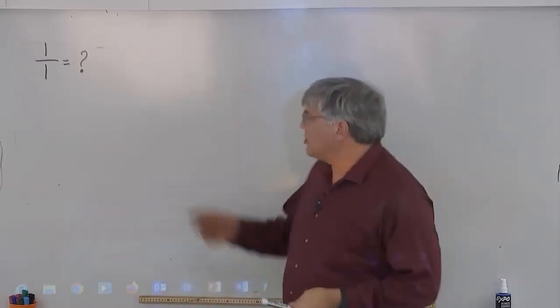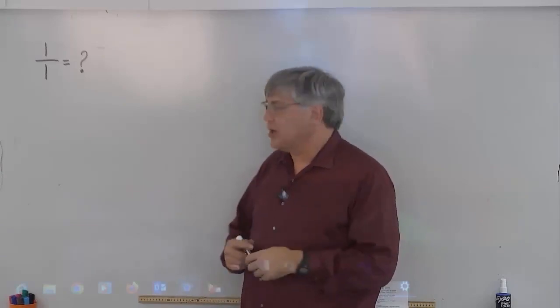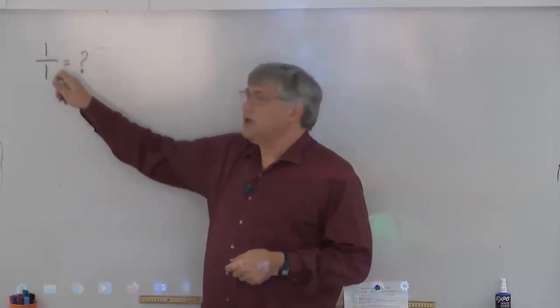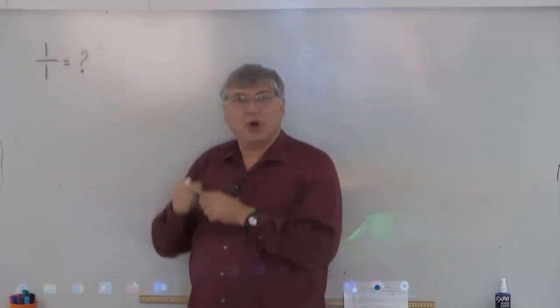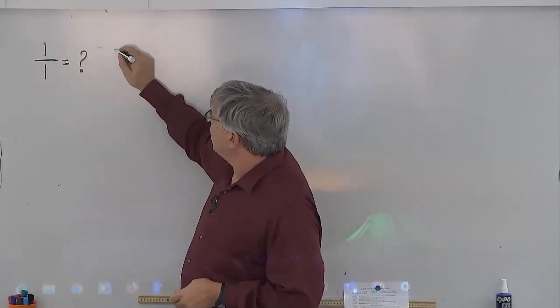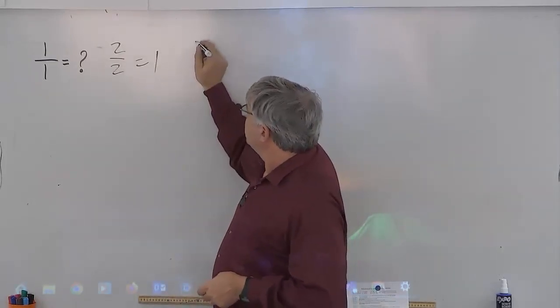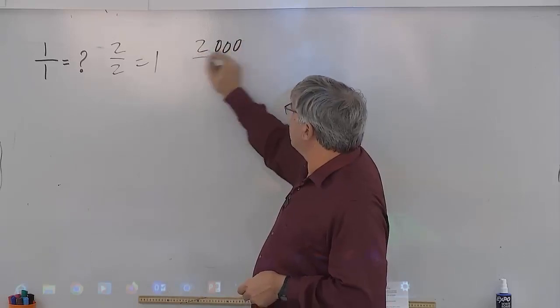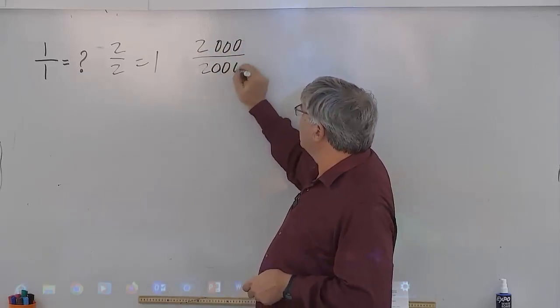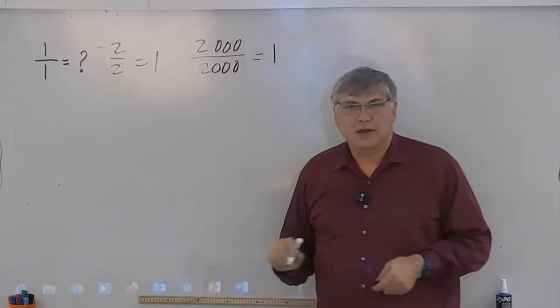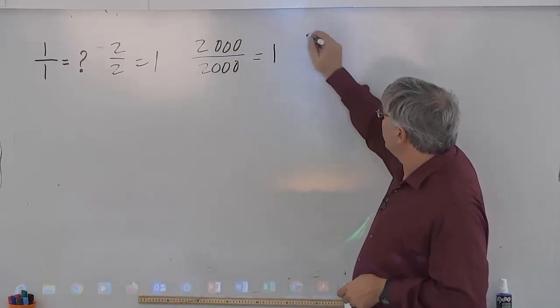I want to talk to you about the reason you guys are getting errors on your calculators. Most of you will agree that 1 divided by 1 is what? 1, right? So any number divided by itself, 2 divided by 2, that's also equal to 1. Which means 2,000 divided by 2,000 should also be equal to 1. But when we do it in scientific notation, we run into a problem.